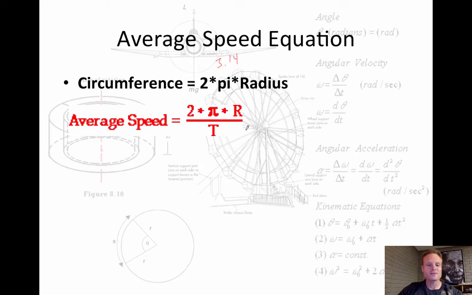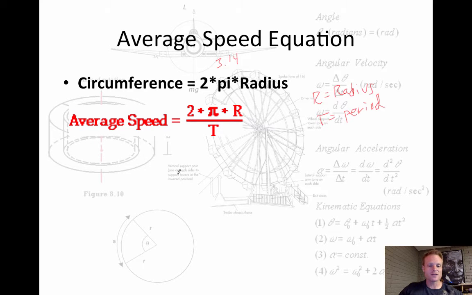To calculate the average speed of an object going in circular motion, you take 2 times pi, which is 3.14, times the radius, where r is the radius, divided by the period. T stands for the period, and the period is basically the amount of time it takes to complete one cycle, or one circle, or to go through one loop, if you will. So if it takes a car 10 seconds to travel around a track, that would be the period: 10 seconds.